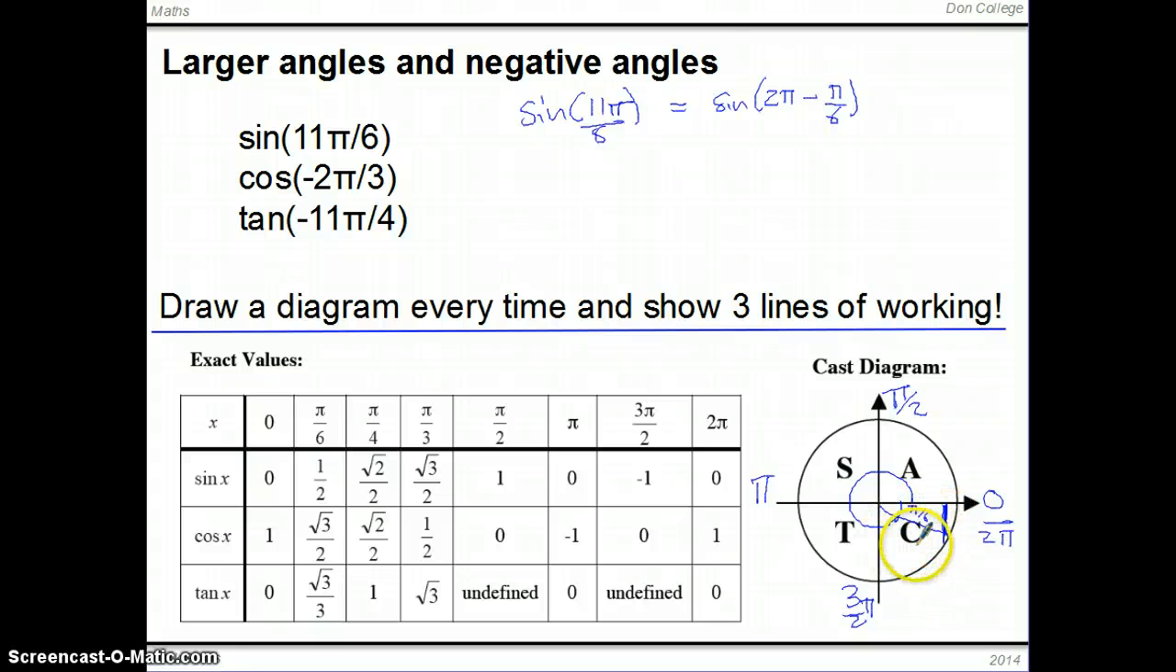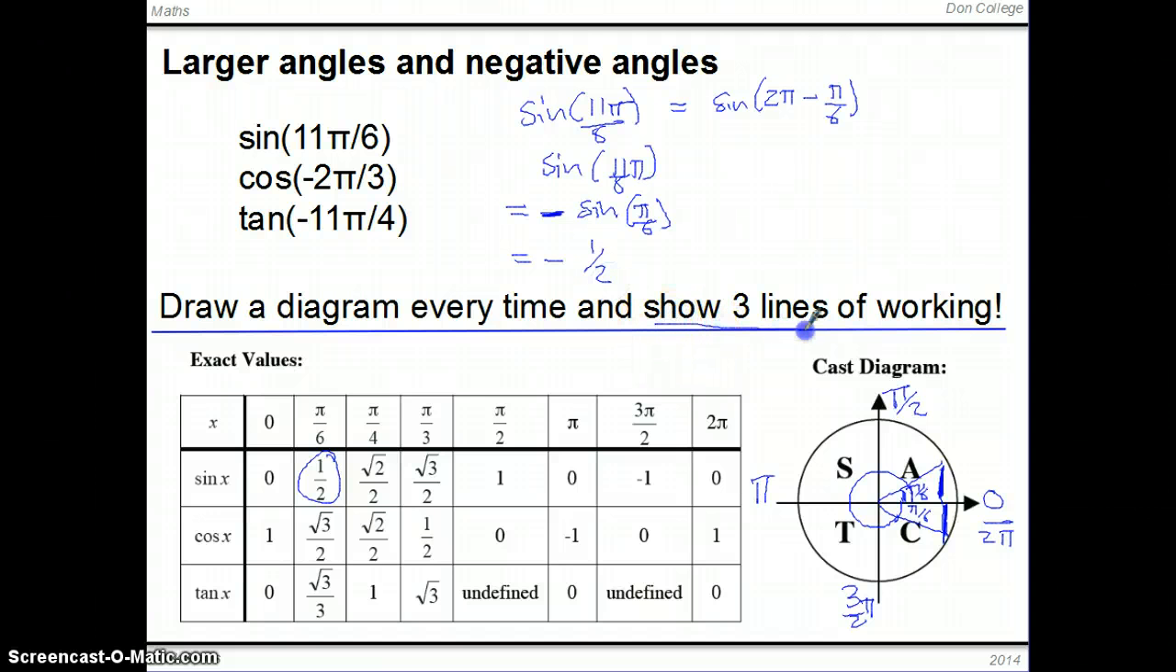And you can confirm that using your cast diagram. This is telling us that only cosine is positive in the fourth quadrant. Now, using the symmetries here, we want to take this back to the first quadrant. So we can create an identical triangle there in the first quadrant, pi on 6, pi on 6. So the height there would be the same value here, the same magnitude, except we know this is going to be negative. So, sine of 11 over 6 pi is equal to negative sine of pi on 6. Look it up in your table. Sine of pi on 6 is a half, so our final answer is negative a half.